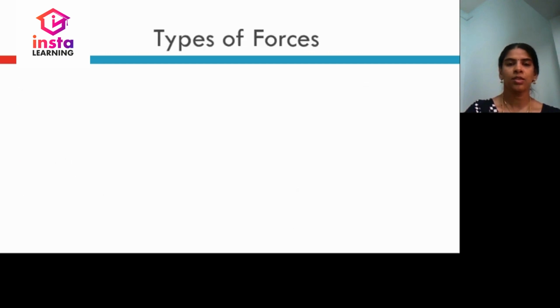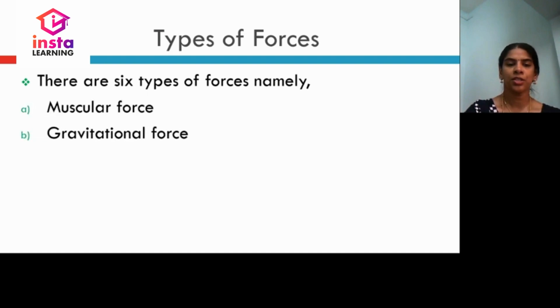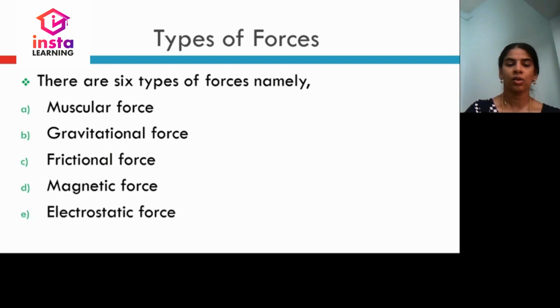Let us learn the different types of force. There are 6 types of forces, namely muscular force, gravitational force, frictional force, magnetic force, electrostatic force, buoyant force.